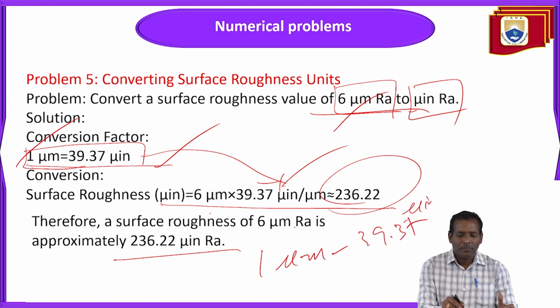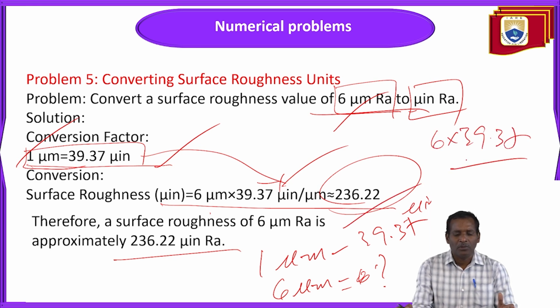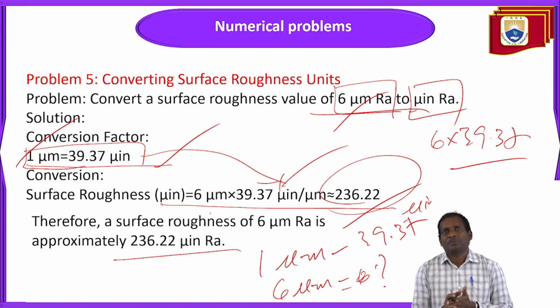But here we have 6 micrometer. So how much is that for 6 micrometer? 6 multiplied by 39.37, which gives approximately 236.22 microinch. So like this, you need to calculate the surface roughness values.